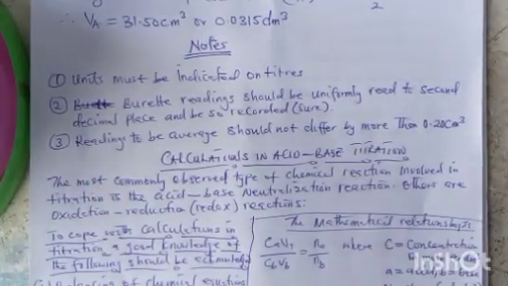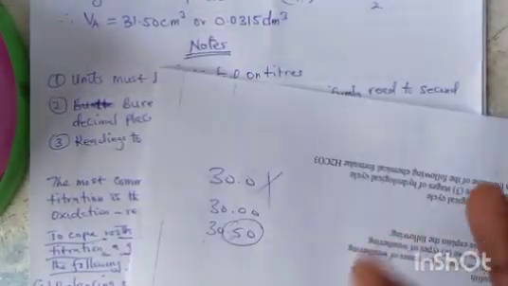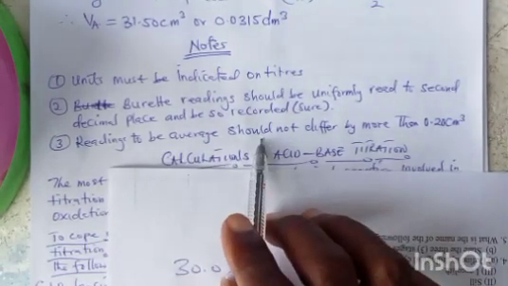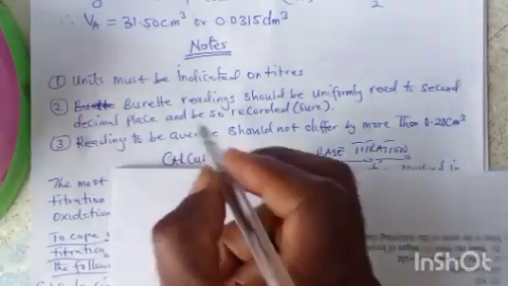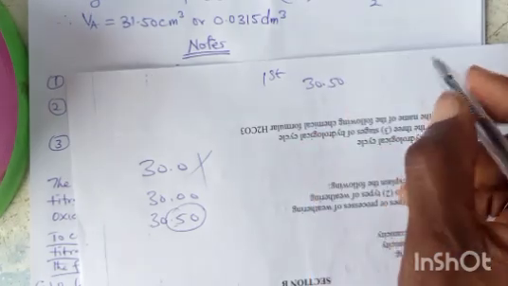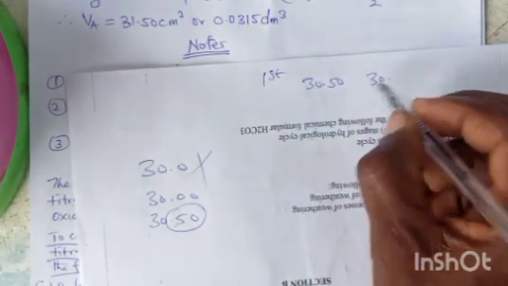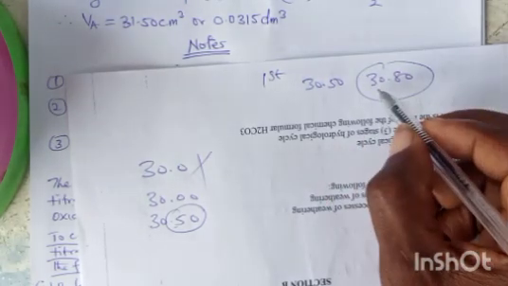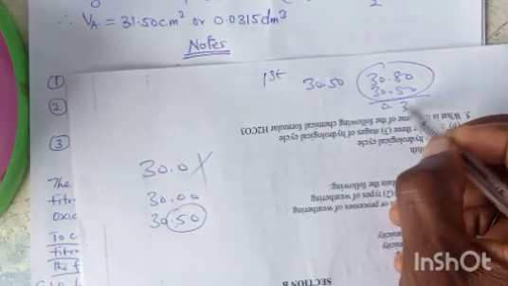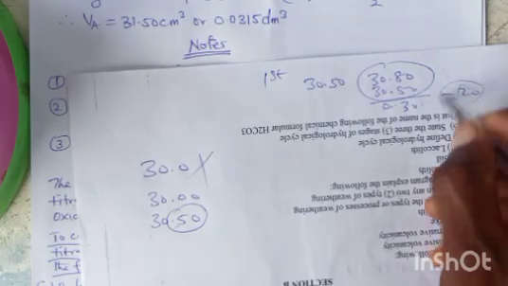Now, readings to be averaged should not differ by more than 0.20. That means if the first reading is 30.50, the next one should not extend to, let's say, 30.80. That is an error, because the difference is 0.30, which is more than 0.20. So this is not valid.